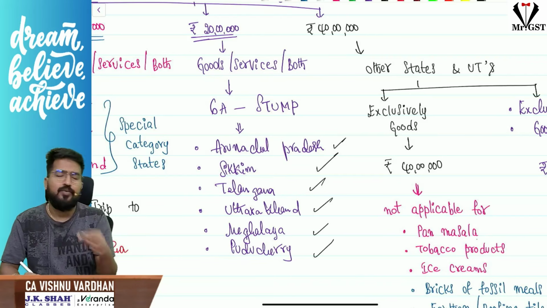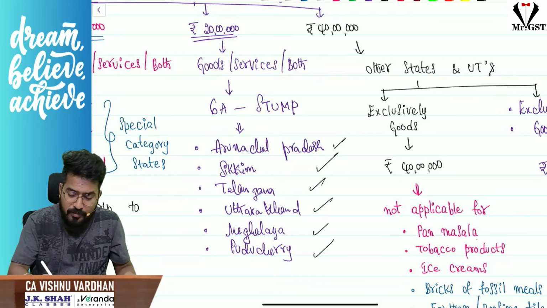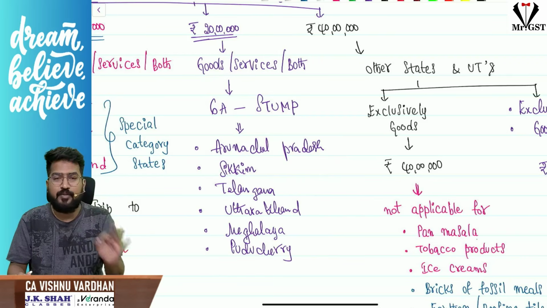Okay, whatever you do, exclusively goods, exclusively services, both goods and services, the threshold limit is just 20 lakhs. Okay, that is the concept.